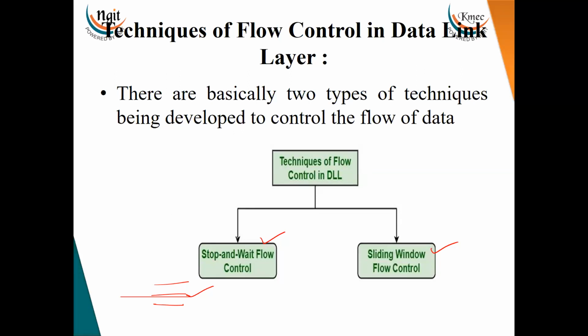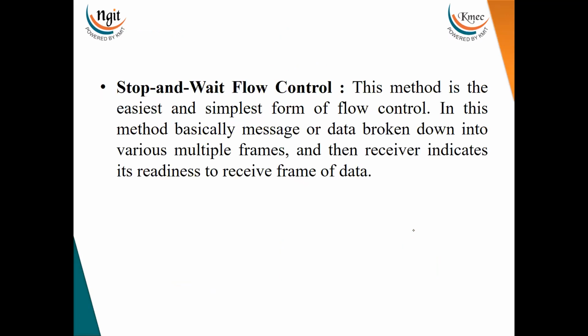Here I have 2 techniques. One is the stop and wait flow control. Another one is the sliding window flow control. Now we'll see what is meant by stop and wait flow control. This is one of the easiest and simplest forms of flow control. Whenever we have a transmission of data, stop and wait flow control is the easiest form of transmission flow control.